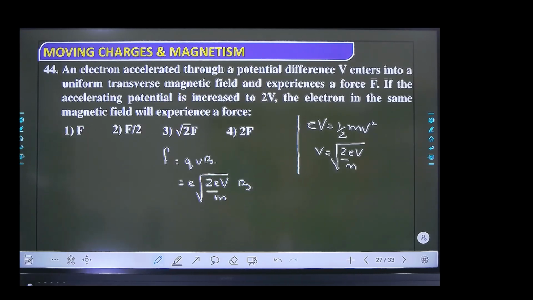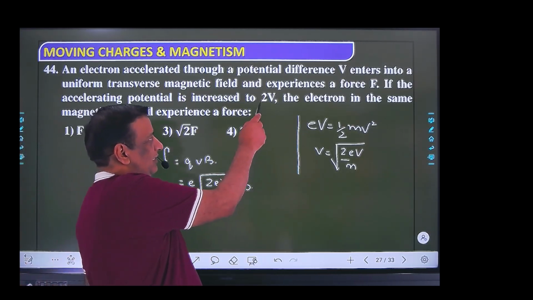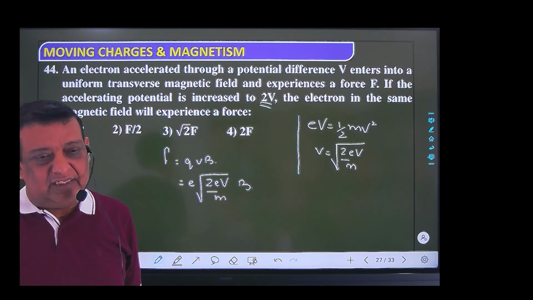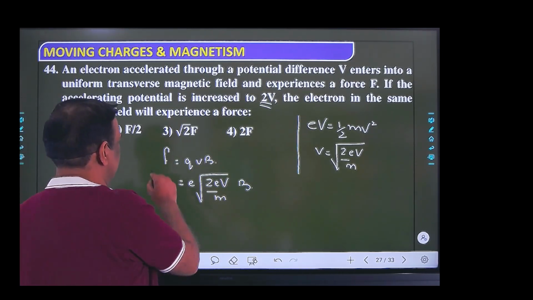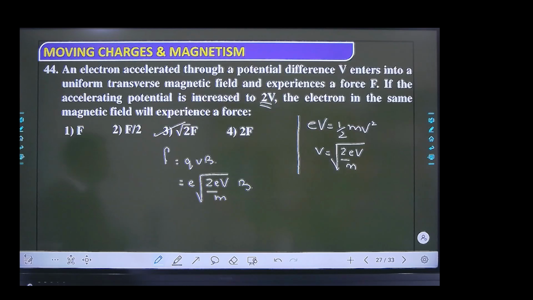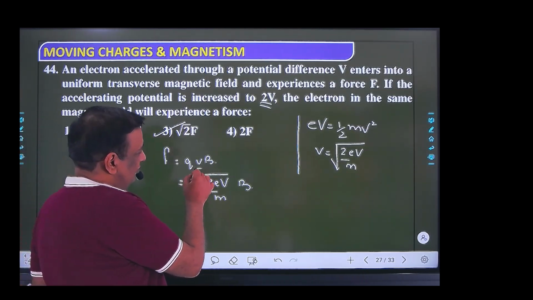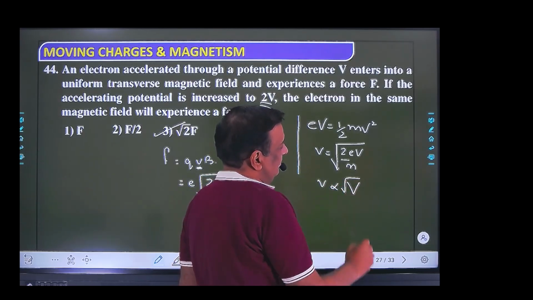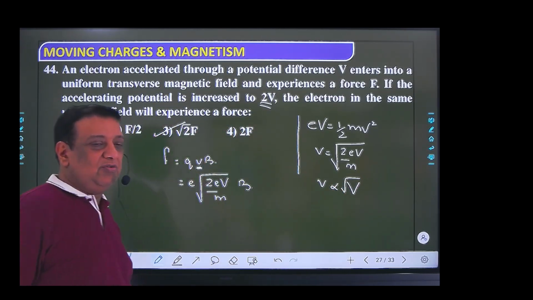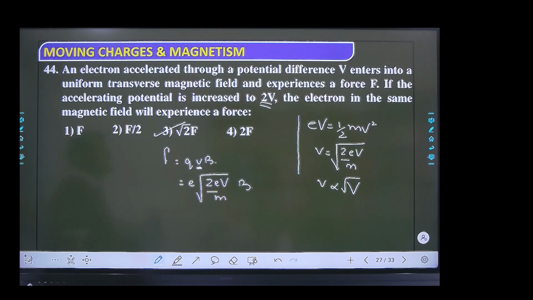Now we are given that the accelerating potential is doubled, पहले V थी अब 2V कर दी. Accelerating potential double कर दी तो force will also increase root 2 times. Should we do 2F? Because you can simply say that force is directly proportional to velocity and velocity is proportional to under root of V. So अगर potential को double करोगे force increases root 2 times.